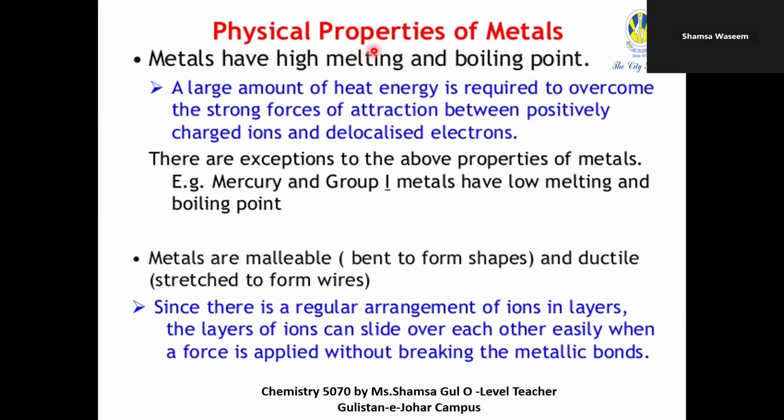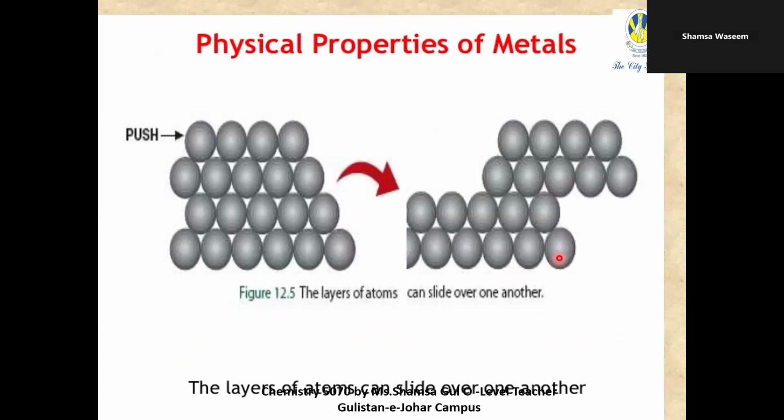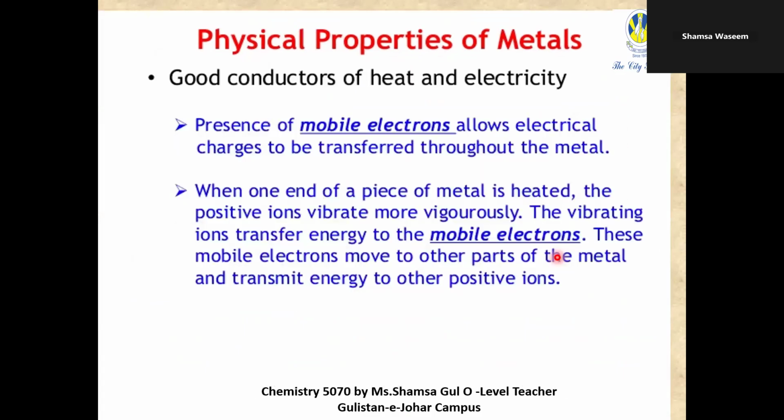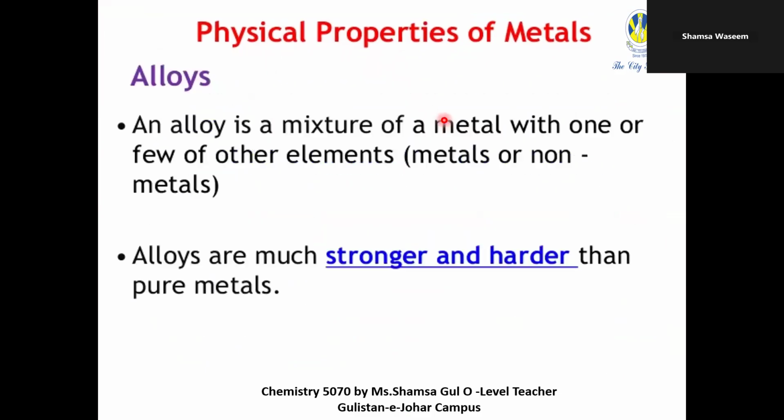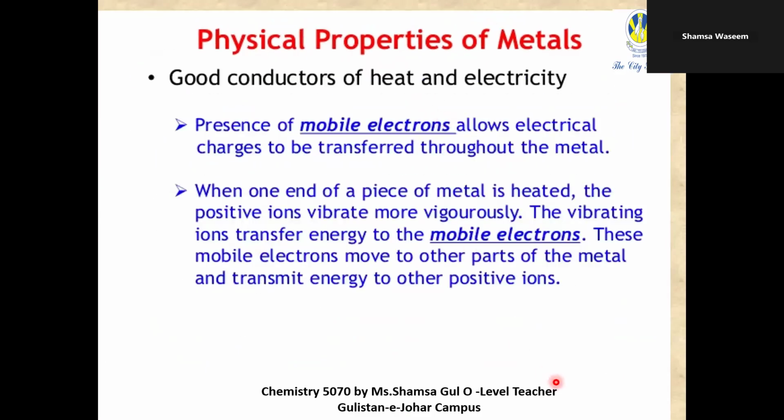And why do metals have high melting and boiling points, except group 1? Because of the strong electrostatic force of attraction, just like ionic compounds. So more energy is required to overcome the forces, and therefore metals have high melting and boiling points. Similarly, metals are malleable and ductile because the layers of metal ions can slide over each other. And metals are good conductors of heat and electricity due to the presence of mobile electrons. I hope it makes sense. So this thing is clear. That is all about the bonding.